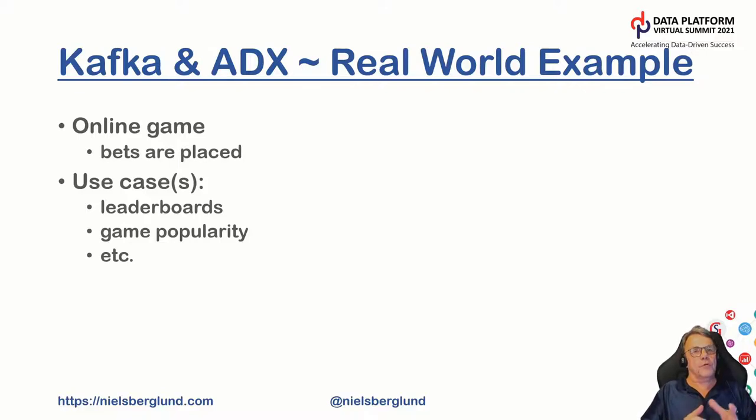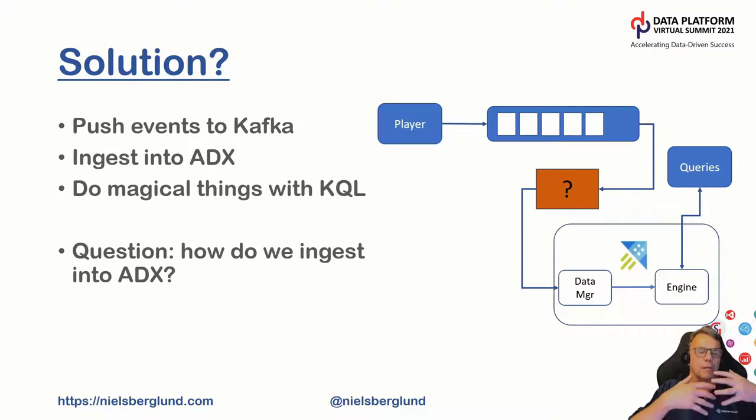Another use case could potentially be to look at anomalies. Does this game pay out too little? Does this game pay out too much? Etc. We could potentially do time series analysis on it. And we can now publish these wager events to Kafka. That is cool. Then from Kafka, we want to ingest this into Azure Data Explorer. And when we have the data in Azure Data Explorer, then we want to do some magical things with that to achieve all that we just said: leaderboards, game anomalies, what game is most popular, etc.